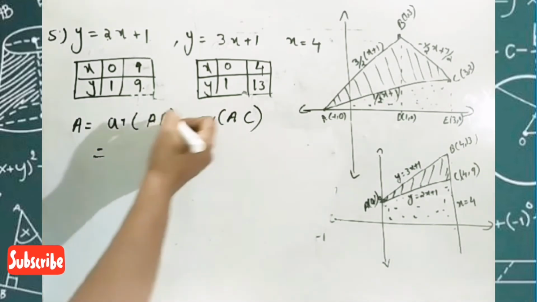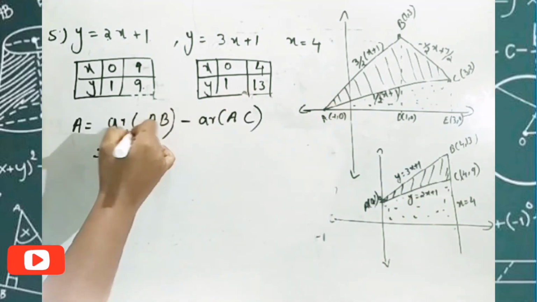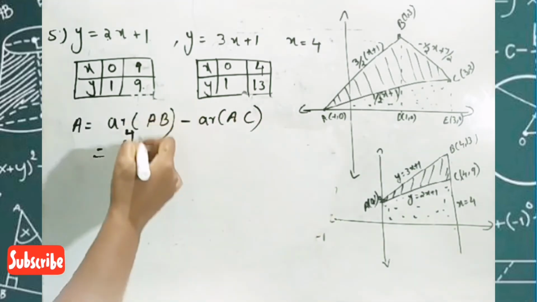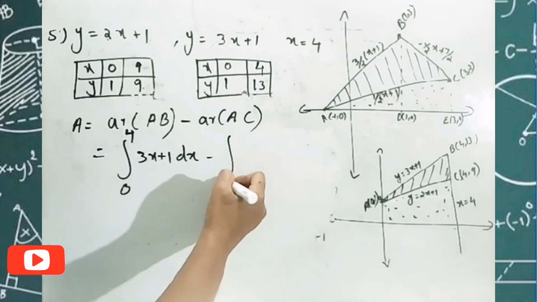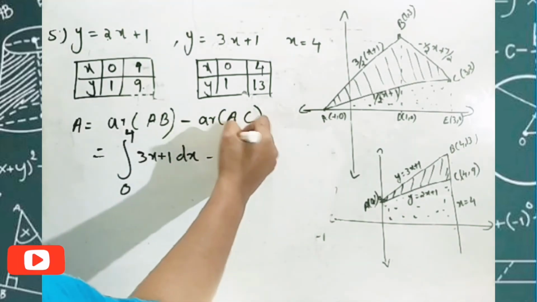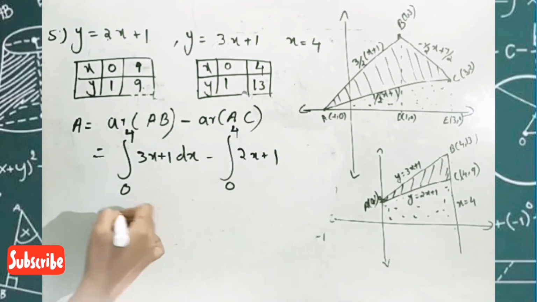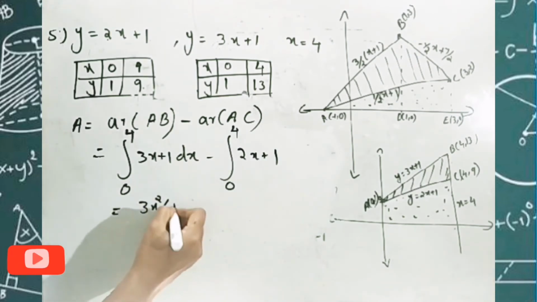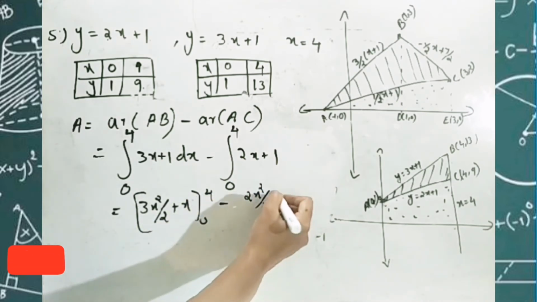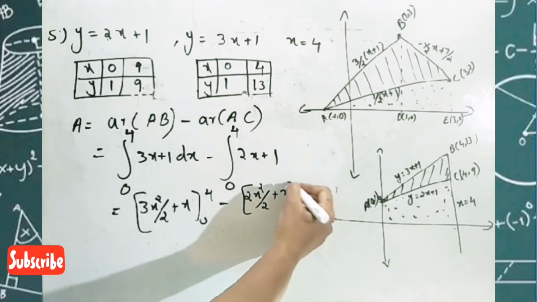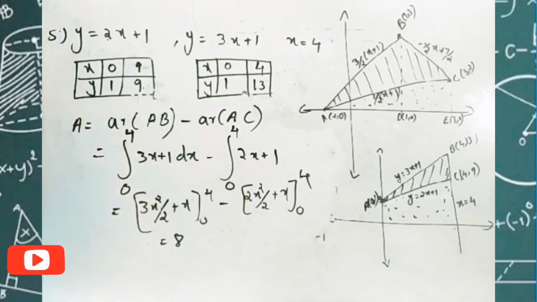In AB, the x coordinate of A is 0 and the x coordinate of B is 4. So integral 0 to 4 of the equation of the line AB, 3x plus 1, dx, minus integral for AC, where the x coordinate of A is 0 and the x coordinate of C is 4. So integral 0 to 4, the equation is 2x plus 1, and we need to integrate it. That is 3x square by 2 plus x from 0 to 4 minus 2x square by 2 plus x from 0 to 4. Substitute the upper limit and lower limit and we will get 8 square units.